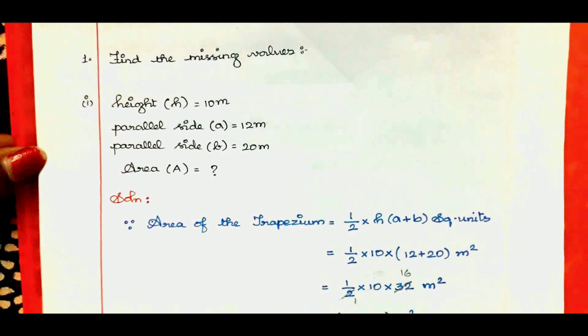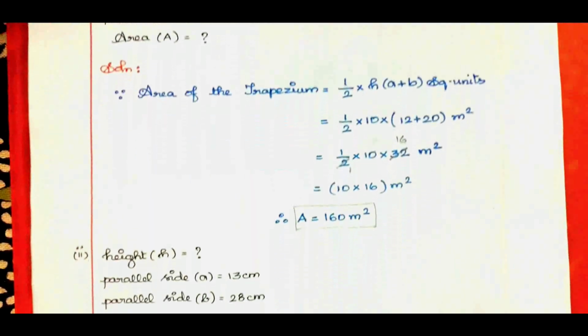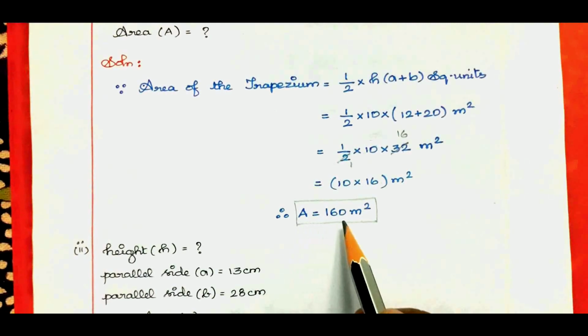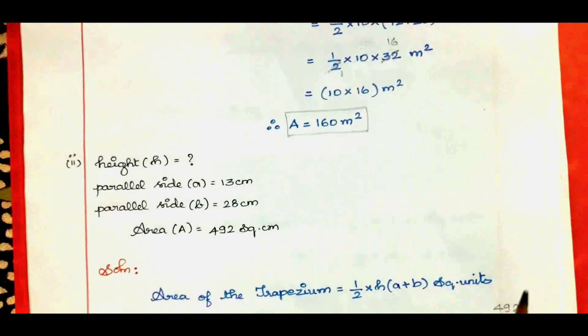Always don't forget to highlight the answer. Clear? Okay. So now the answer is 10 into 16 meter square, which is nothing but the area equal to 160 meter square. Shall we move on to the second question?